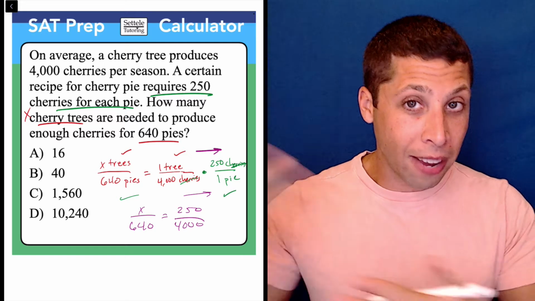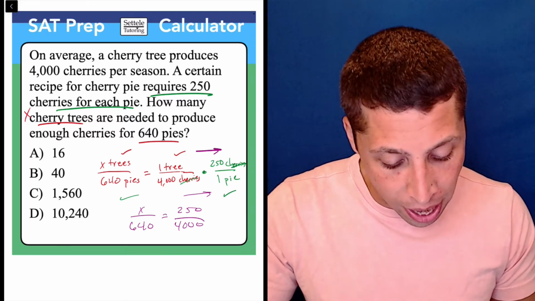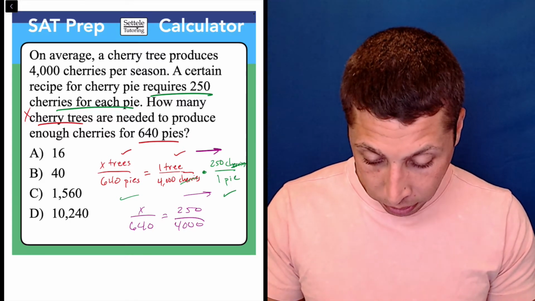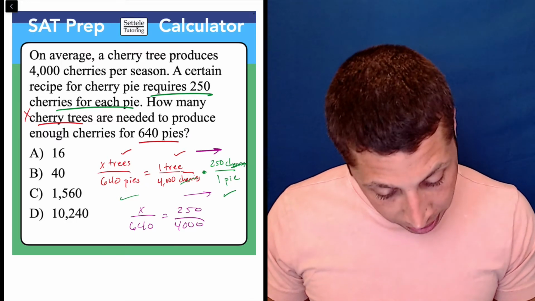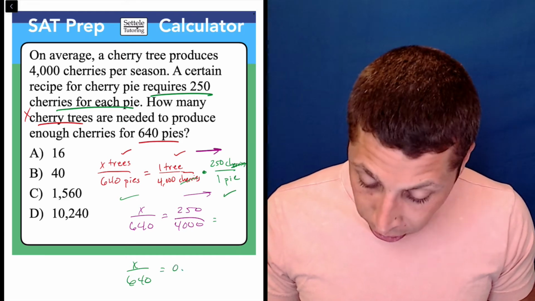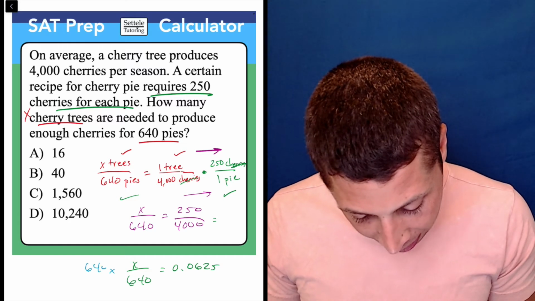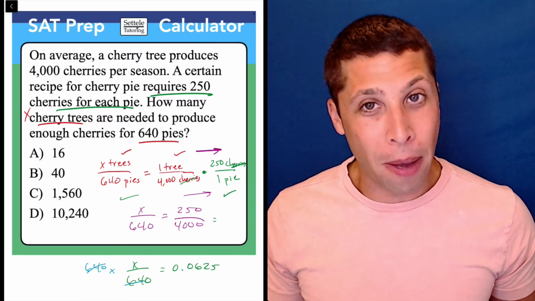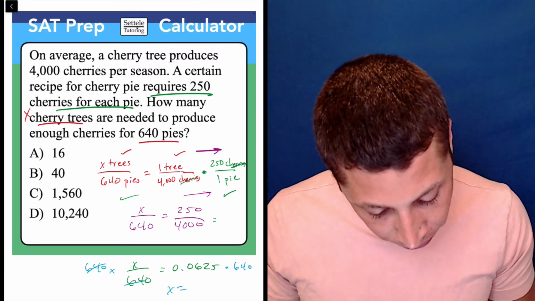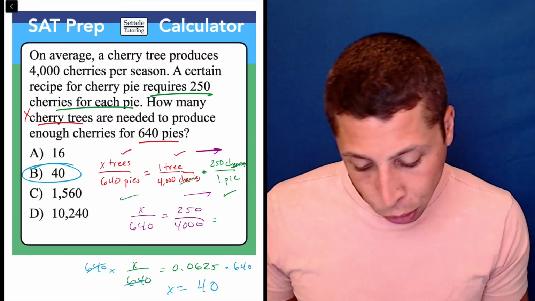Now, because I have an x on the top, I'm going to do this the easy way, which is first, I am going to divide 250 by 4,000. So luckily, this is the calculator question. So I can do 250 divided by 4,000. That is, or I'll do it down here, x over 640 is equal to 0.0625. And then finally, I'm going to multiply both sides by 640 because if something is on the top and the bottom, it cancels out. We just saw that. And that's going to mean that my x is now by itself. And times 640 is an even 40, choice B.